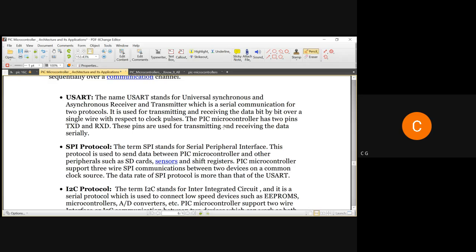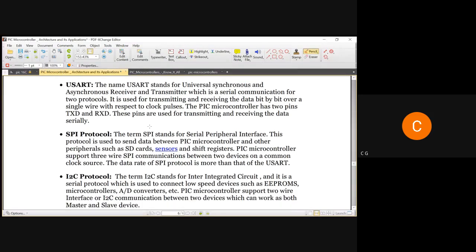The PIC microcontroller has two pins, TX and RX. When it is synchronized, it means these two devices have a similar clock frequency, so with the pulse the data will be transferred bit by bit. If they do not have the same clock speed, then it has to change the clock which is sent out by the CPU. So there is a timer and control unit that will manipulate the clock, and then it will give you this. Okay.